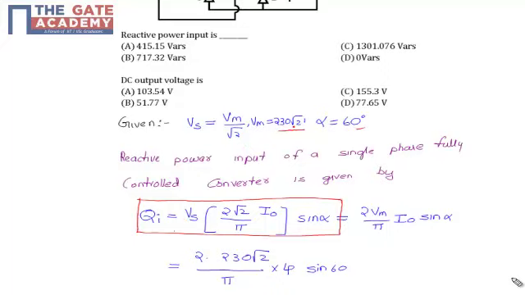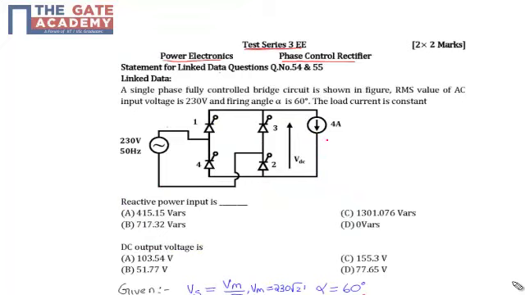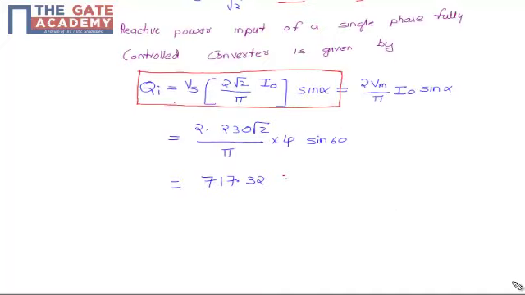After substituting, the root 2 gets cancelled, and we get 2 Vm by pi I naught sin alpha. From this, the value of Vm is equal to 230 root 2, so 2 into Vm is 230 root 2 by pi. The value of current I naught is given as 4 ampere, 4 into sin of pi by 3, where the firing angle alpha is equal to 60 degrees. Substitute all the values, and we will get the value.